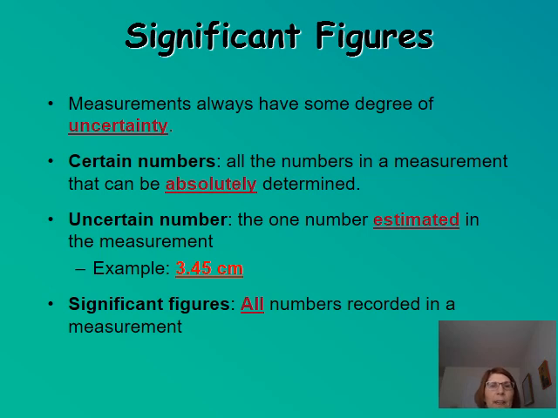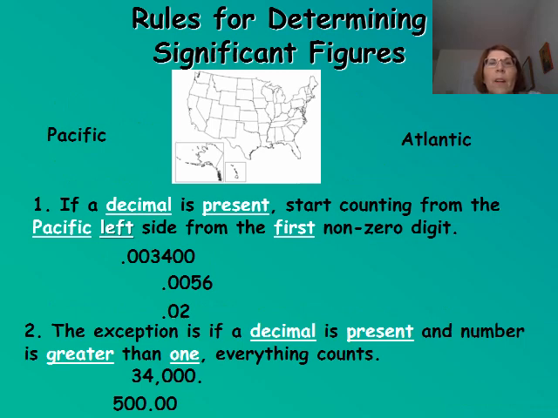If we were measuring a length, the numbers we would know for certain are the 3 and the 4 there in the 3.45. The estimated digit is always the last digit, and this is different from what you've done before. So significant figures are all the numbers recorded in a measurement. We're going to use the Pacific Atlantic rule for determining significant figures.